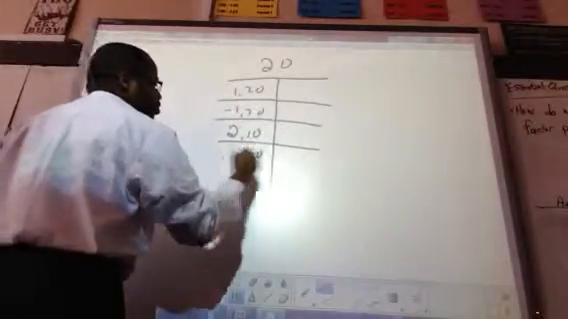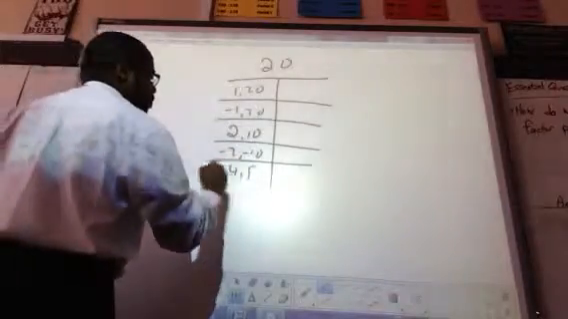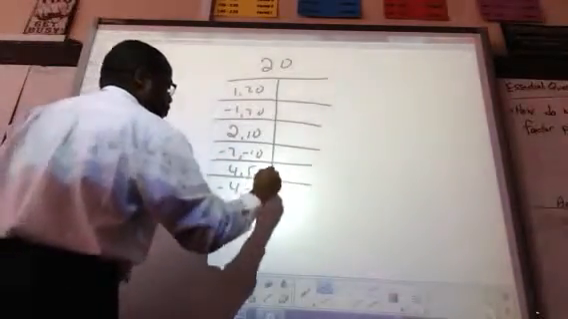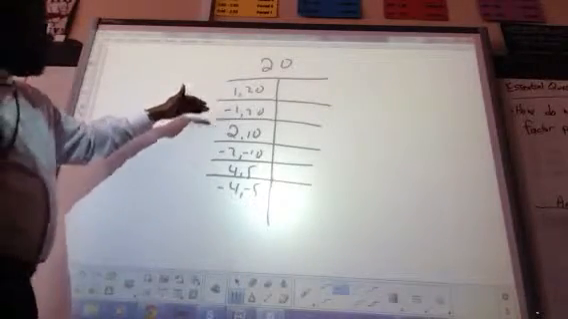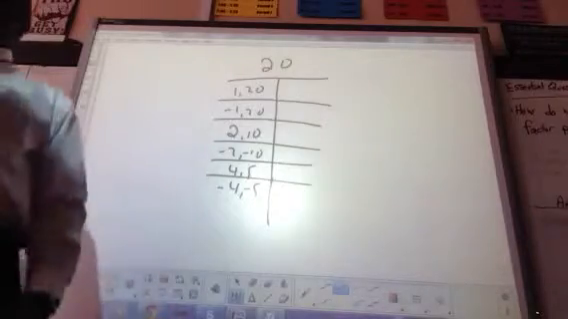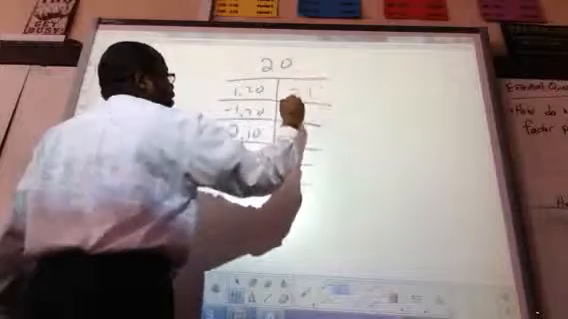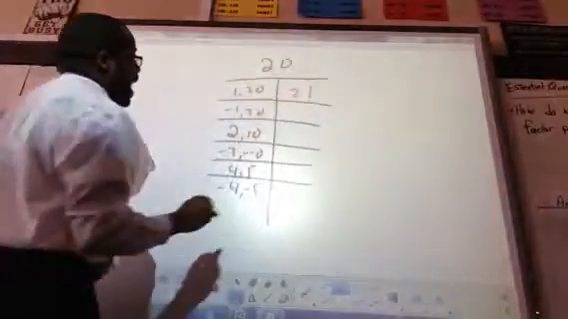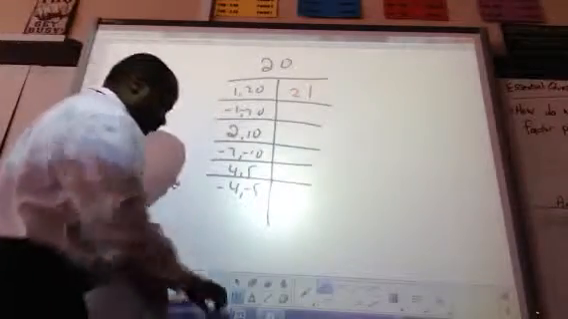Here we have factors of 20. We have 1 and 20, negative 1, negative 20, 2 and 10, negative 2, negative 10, 4 and 5, and negative 4, negative 5. In the right column, we deal with the sum of the factors. So let's add those up.